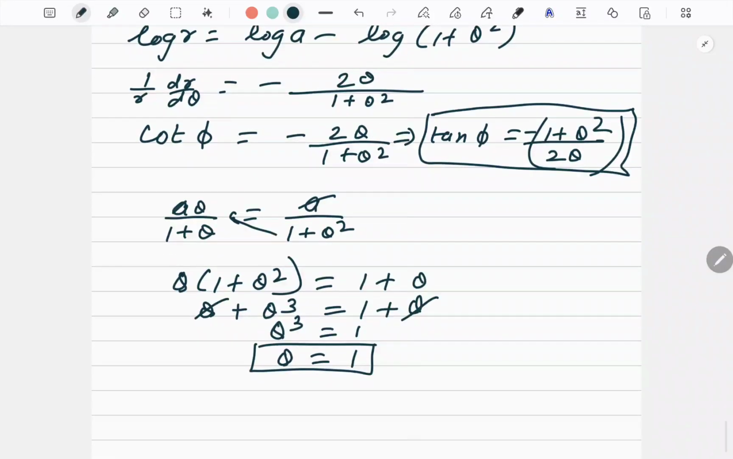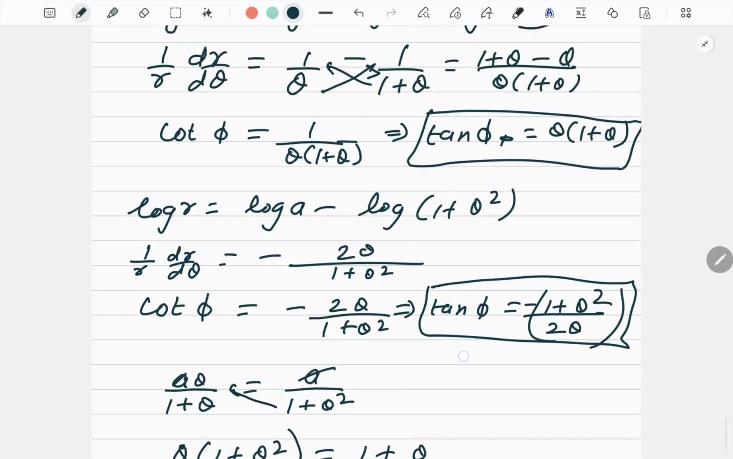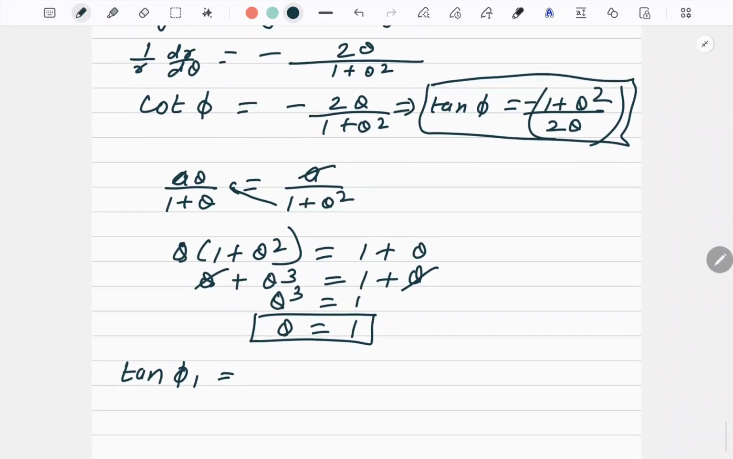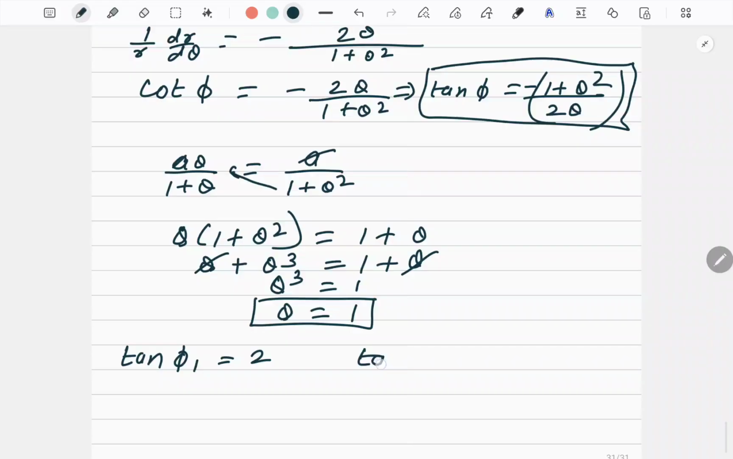Now, when theta is 1, tan of phi 1 is equal to, put here theta is equal to 1. So what will you get? 1 upon 1 plus 1. So 1 by 2. Same with tan phi 2 is equal to, here now you put theta is equal to 1. So 1 plus 1 is 2. See, 1 plus 1 upon 2. So 2 by 2 is 1. So now apply the formula.